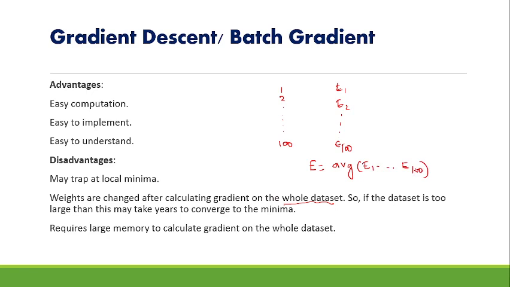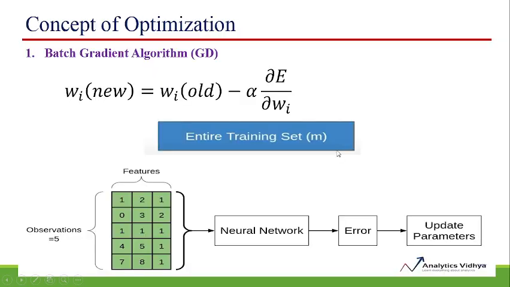Applying this process obviously takes time. Even though it is more accurate, it takes too much time, as well as memory. For example, there are total 5 observations. For all 5 observations we consider the error, and we take the average of the error, and only after that do you update the weight. Until and unless all the errors are calculated, we do not update the weights, and that's why the process is a little bit slow.